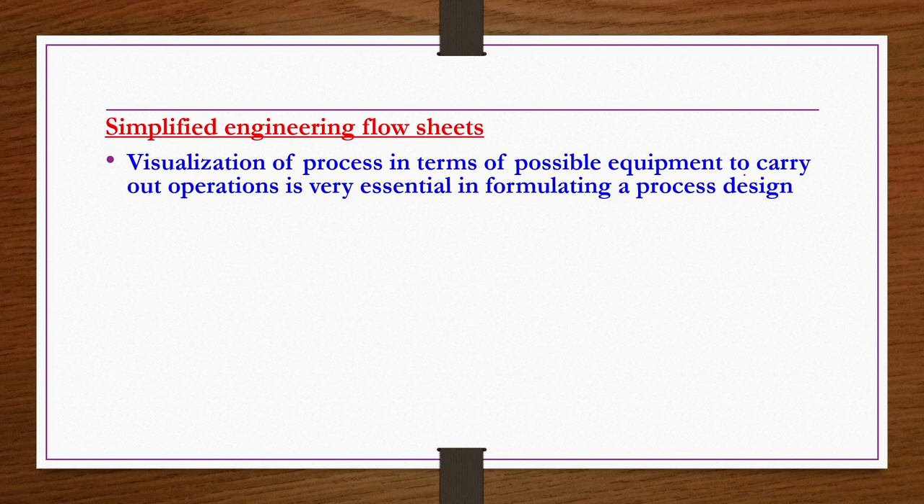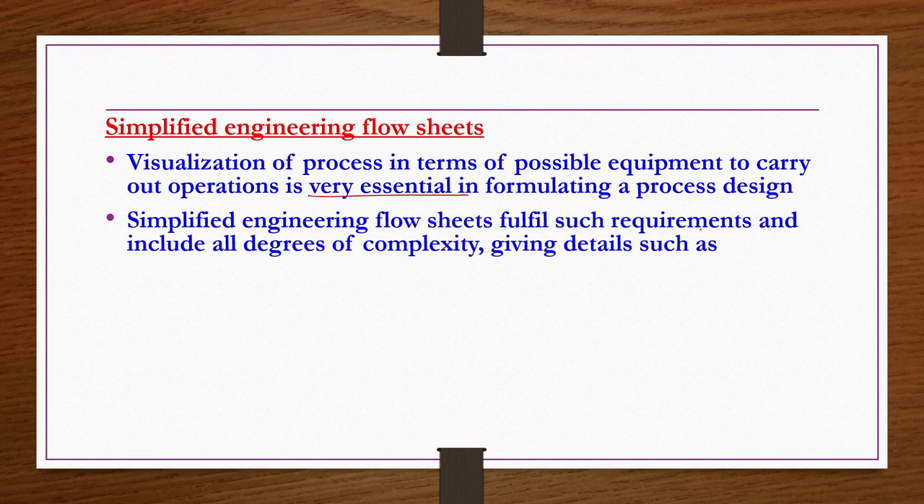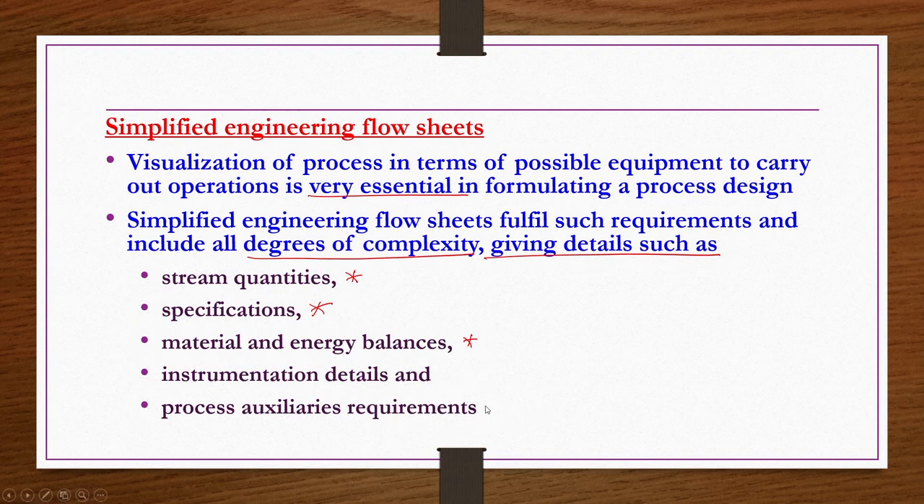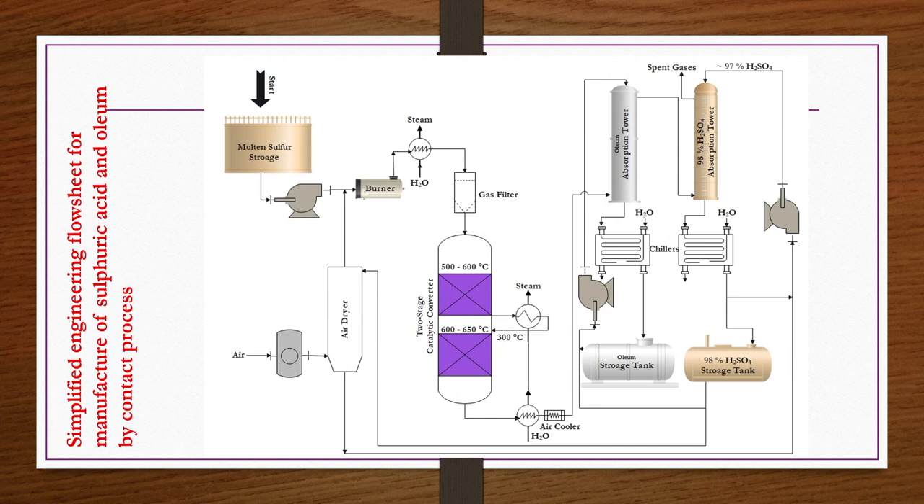Now, simplified engineering flow sheets. Visualization of a process in terms of possible equipment to carry out the operation is very essential in formulating a process design. Thus, simplified engineering flow sheets fulfill such requirements and include all degrees of complexity, giving details such as stream quantities, specifications, material and energy balance, and then instrumentation details and process auxiliary requirements. What does it mean? For the same contact process for production of sulfuric acid, we'll see here. Now, rather than showing just a reactor, you are showing the proper representation of the reactor and you are also giving the conditions like this. Right, you are also giving material and energy balance etc.